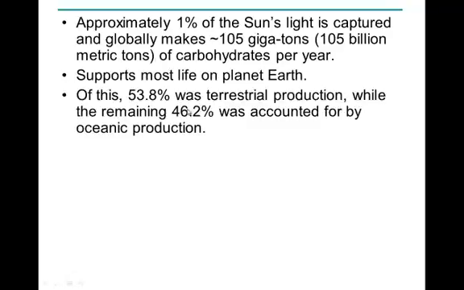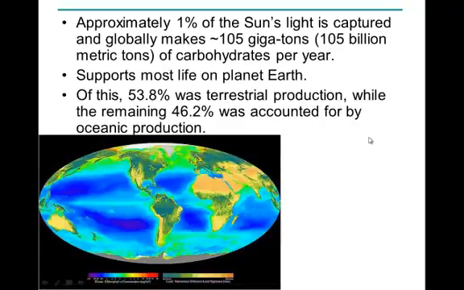Of all of the photosynthesis that occurs, of all the carbohydrate that is produced, almost 54% was by terrestrial production, while about 46% was produced in the oceans. Here is a figure which kind of shows you where some of the more productive areas are. On land, the darker green areas have more photosynthesis, and in the oceans, it's not the darker blue. The darker blue is less productive, and so it gives you this kind of look.